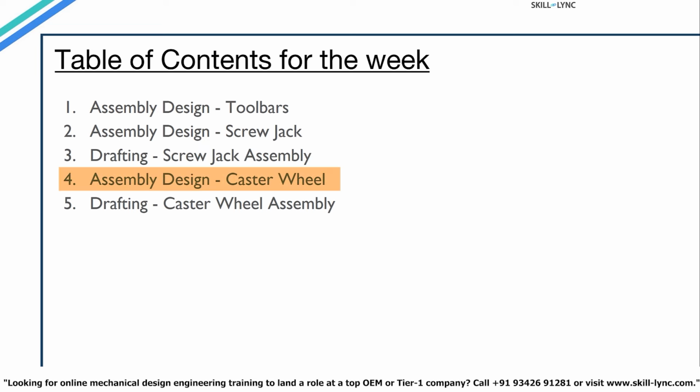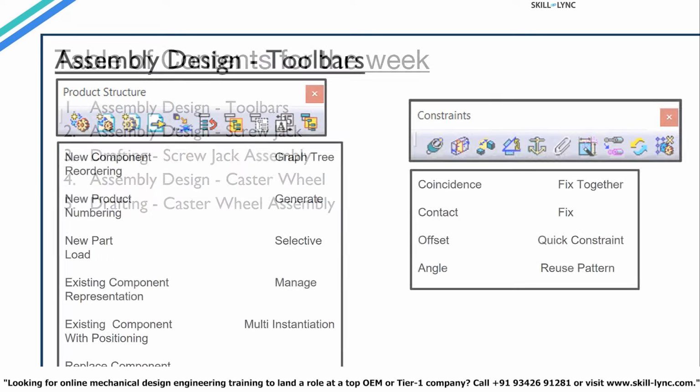Next, we shall work on caster wheel assembly and then create a drawing for the same. Caster wheel is a wheel that is attached to the bottom of a heavy object to be able to move that object by rolling the wheels of the caster. Example is a shopping cart wheel.